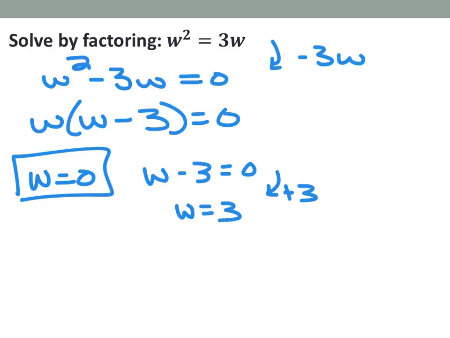w equals 3. And so this is saying that we have two solutions. Let's check 0. 0 squared is 0. 3 times 0 is 0, so that works. 3 squared is 9. 3 times 3 is 9, so that works. So these are our two solutions.